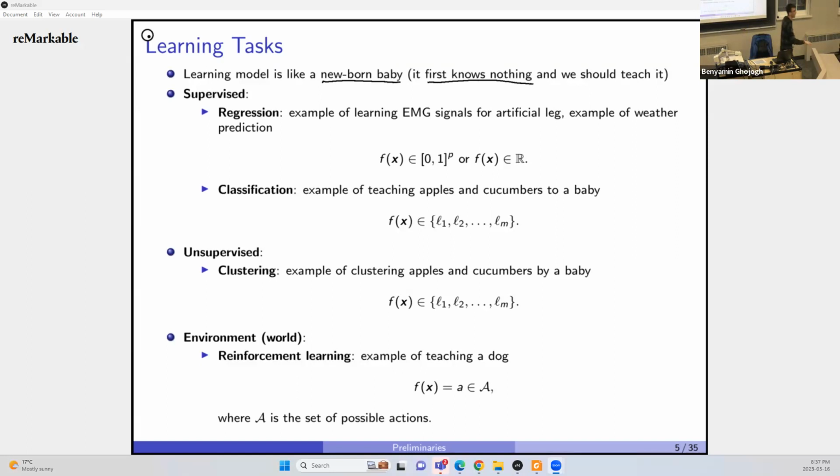These names are called labels in machine learning. So this is cucumber, this is apple, right? I'm saying that this is label. So this is classification. Consider another example.